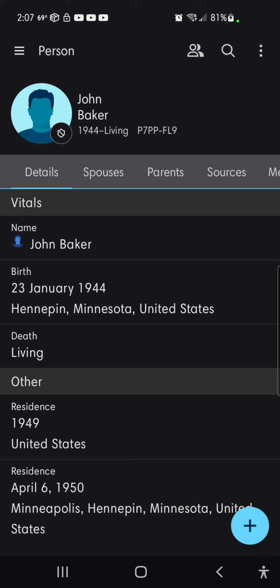So this is a very important part of layering on data. Don't assume someone's deceased if they're not more than 110 years old. And that, my friends, is what I do when I layer data in FamilySearch to get a profile up to snuff and as correct as possible.